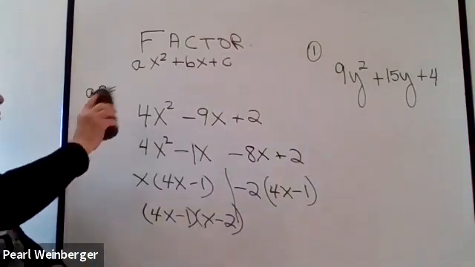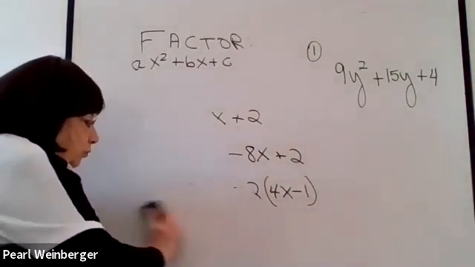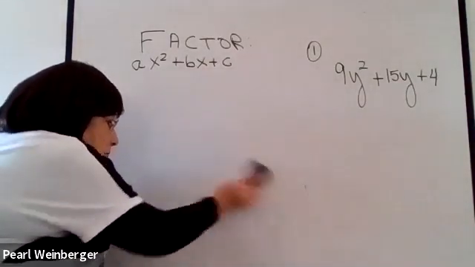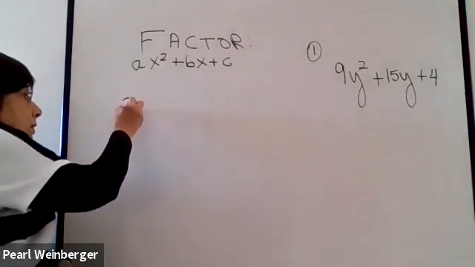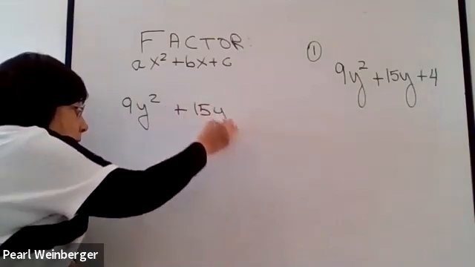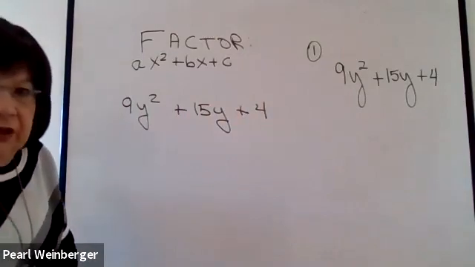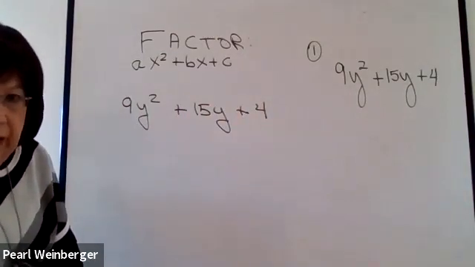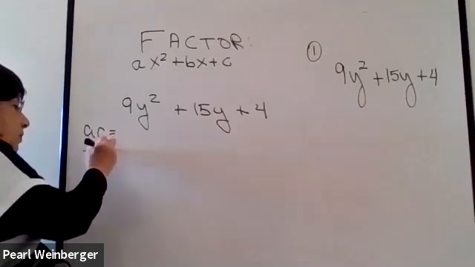Okay, let's work on that second one. We have 9y squared plus 15y plus 4. What should my first step be? Anybody? You have to do the AC. Right. And what is the AC equal to? 36. Positive 36.